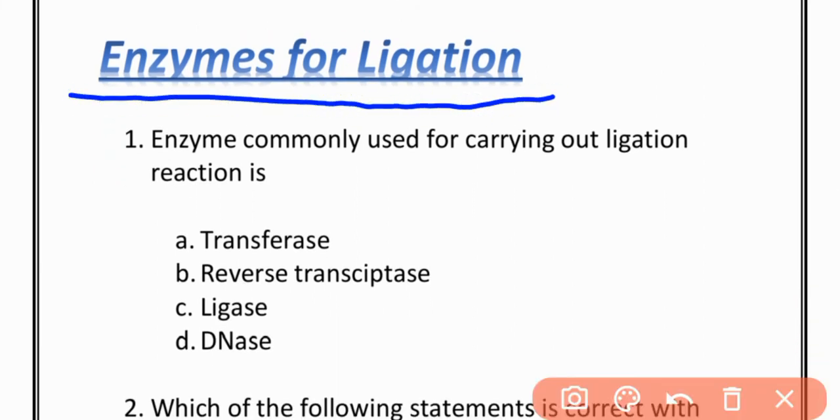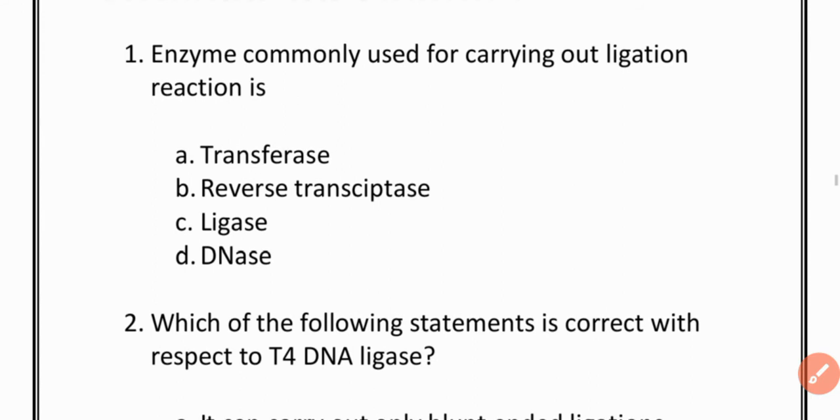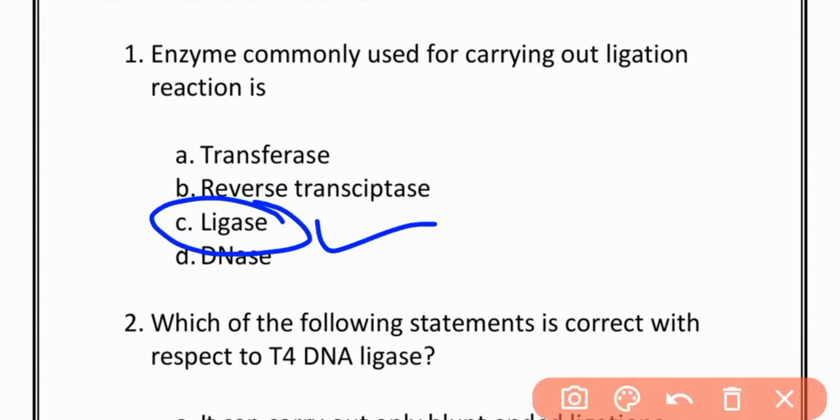Enzymes for ligation. MCQs number 1. Enzymes commonly used for carrying out ligation reaction is: transferase, reverse transcriptase, ligase, DNase. The correct option is option C, ligase.